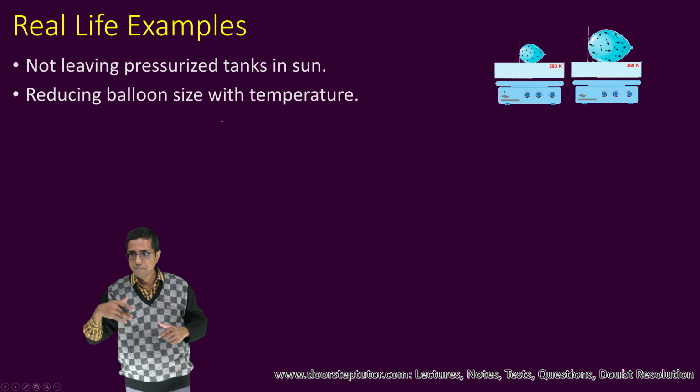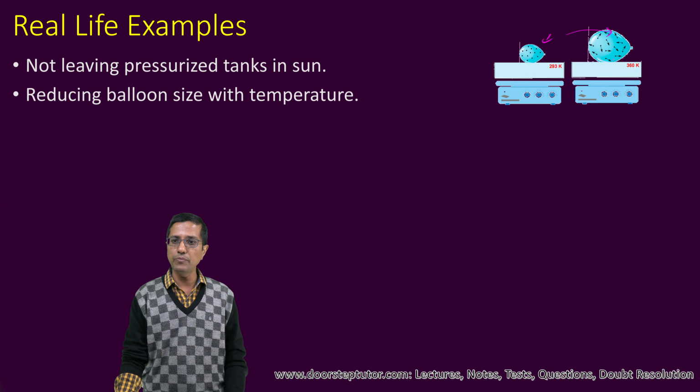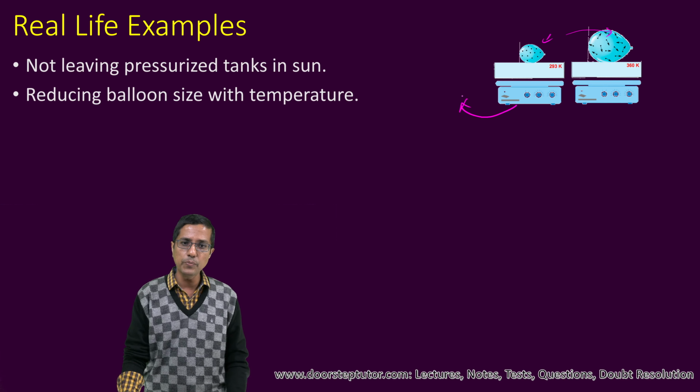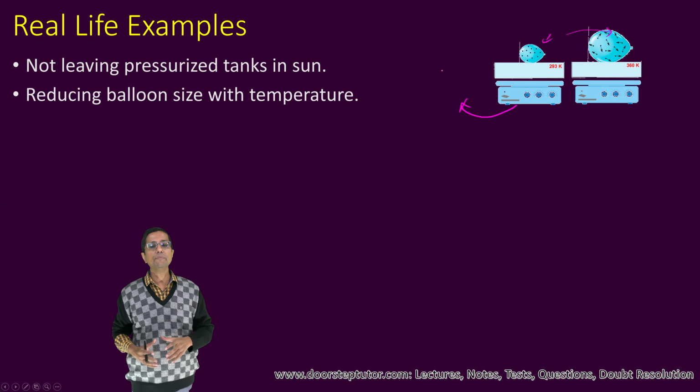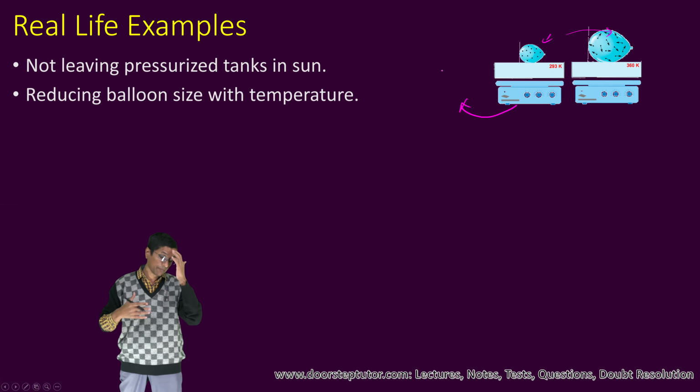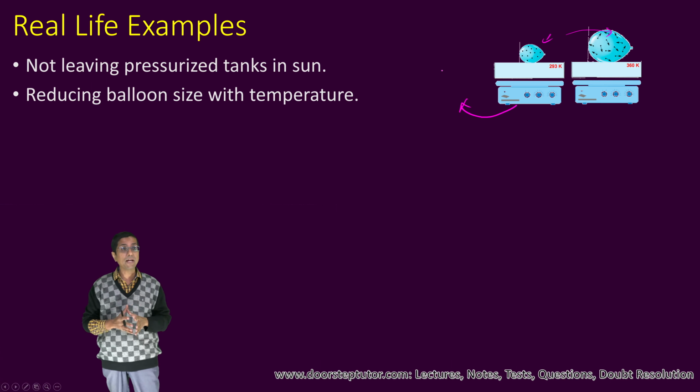Another example of the Charles law is a balloon. If I increase the temperature, its volume increases. On the other hand, if I were to put it in ice, the volume would decrease, because the volume is directly proportional to temperature. So if temperature decreases, my volume decreases.